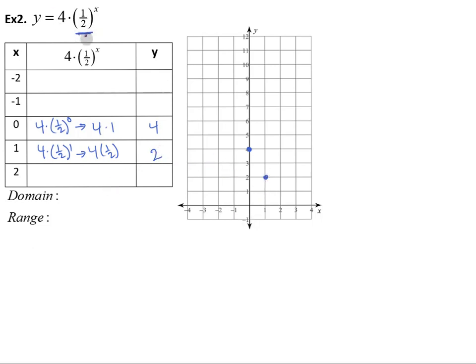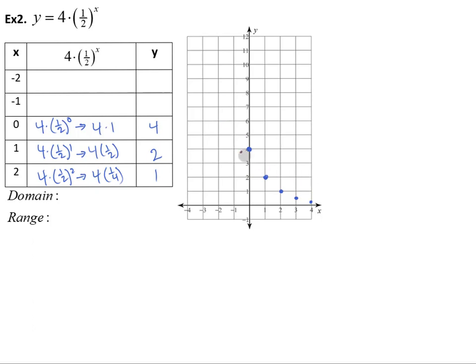And again, remember, this is what we're multiplying by every time we go one to the right. So we're multiplying by 1/2, we're cutting our number in half each time. 1/2 squared is going to give me 1/4, 1/2 times 1/2, and 4 times a fourth is 1. So it makes sense, every time we go to the right, we're cutting our numbers in half. So at 3, we'd probably be at 1/2, and at 4, maybe 1/4, right? Etc.